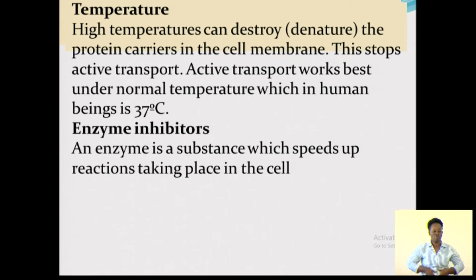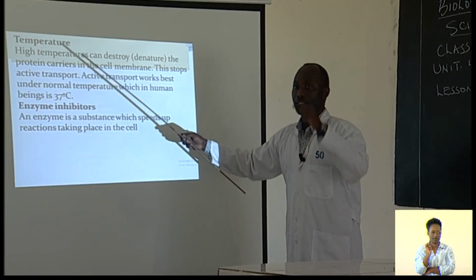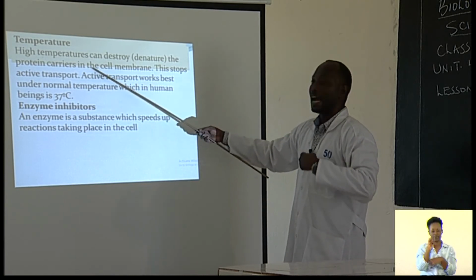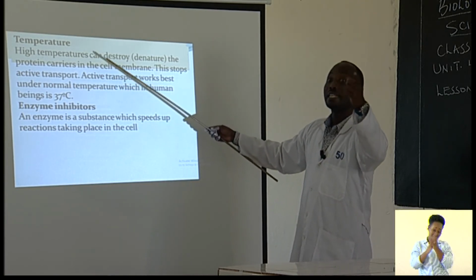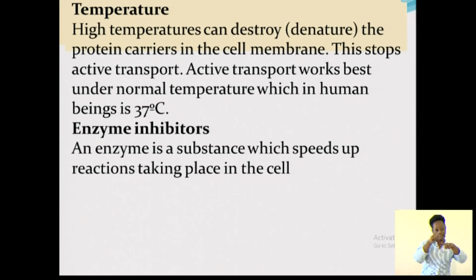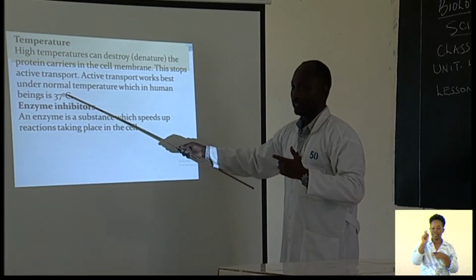So let's talk about how active transport is going to be affected by high temperature. High temperature can destroy or denature protein carriers. As I told you, our body is made of proteins. So these protein carriers that are taking substances from one cell to another can be affected by high temperature in the cell. This stops the active transport. Active transport works best under a normal temperature. In humans, it means that the normal temperature is 37 degrees Celsius.